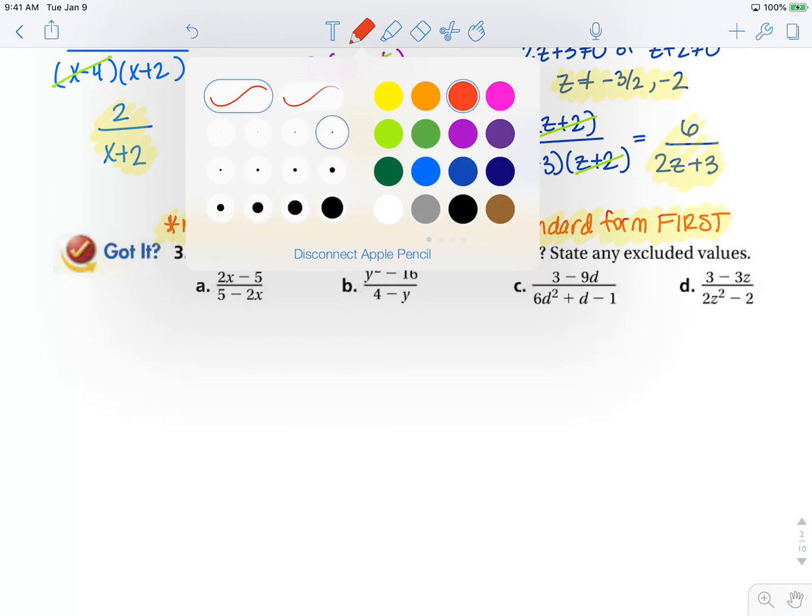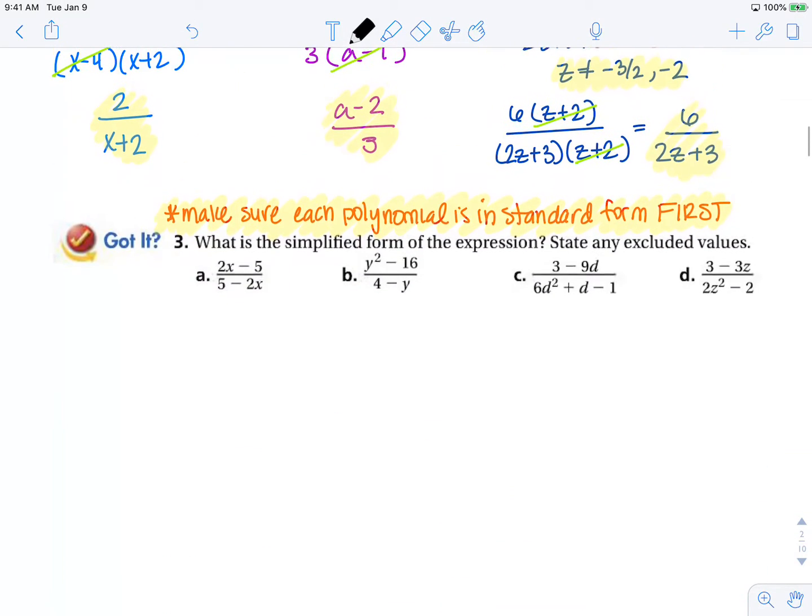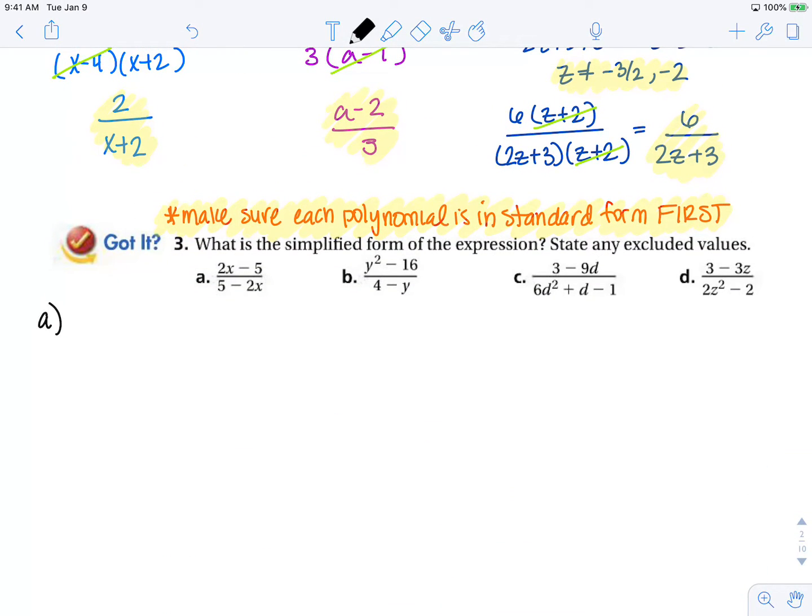So for example, here in part A, this denominator is not in standard form. It should actually be negative 2x plus 5. So now that I've put that denominator in standard form, I'm going to look for my excluded values. Negative 2x plus 5 cannot equal 0. Negative 2x cannot equal negative 5 if I subtract. So x cannot equal positive 5 over 2.